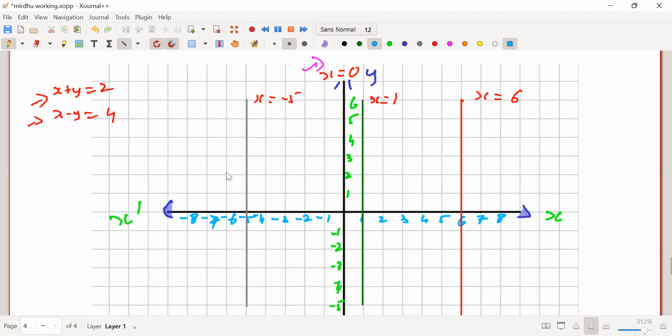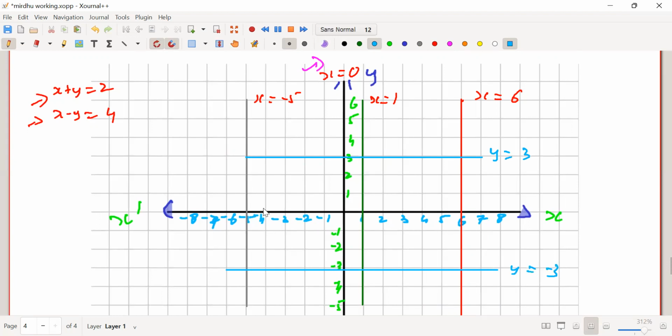I'm going to draw a line y equal to 3. Y equal to 3. It should be exactly at this point. Then y equal to minus 3. This is y equal to plus 3. This is y equal to minus 3.